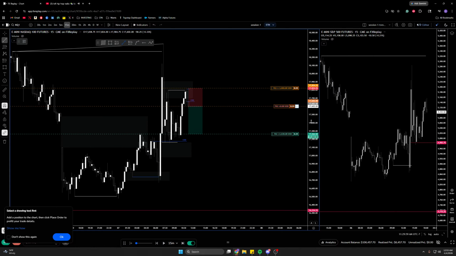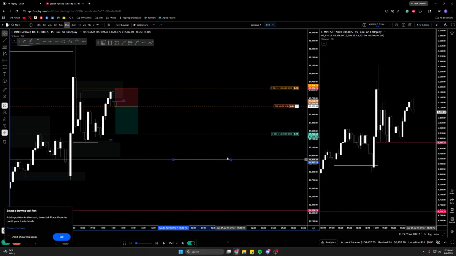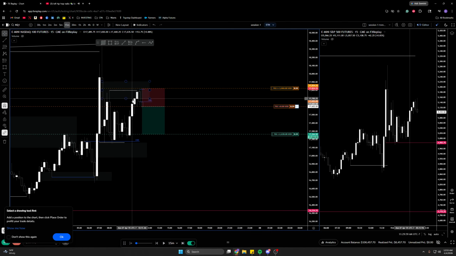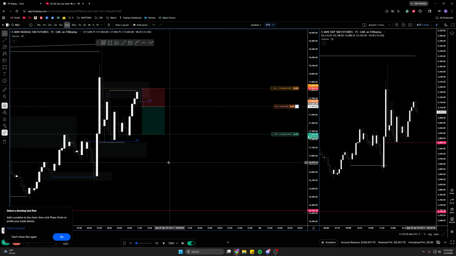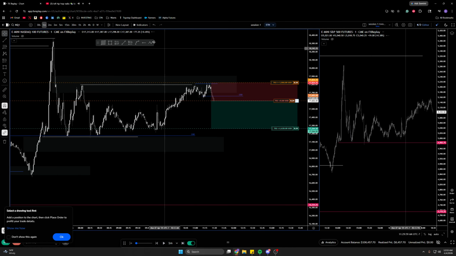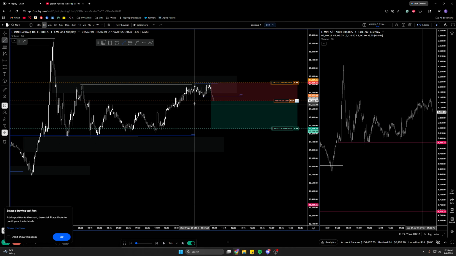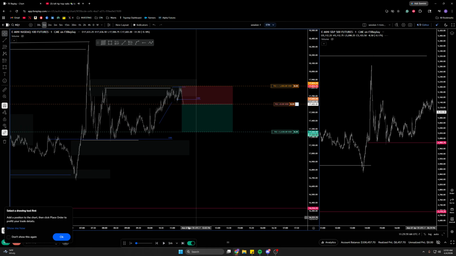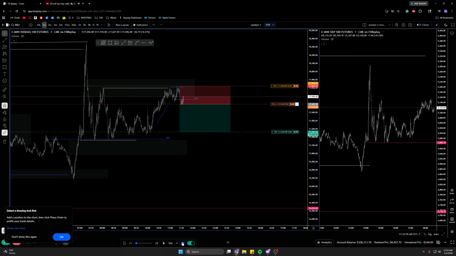Yeah, I could see this being a power of 3, right? So here's that accumulation, here's that manipulation happening inside the gap. Now we're getting that distribution phase, and I kind of want to see us just take all of these lows down over here. Does that make sense? I feel like that could be something to look out for. I'm gonna go ahead and take this. Let's see what happens.